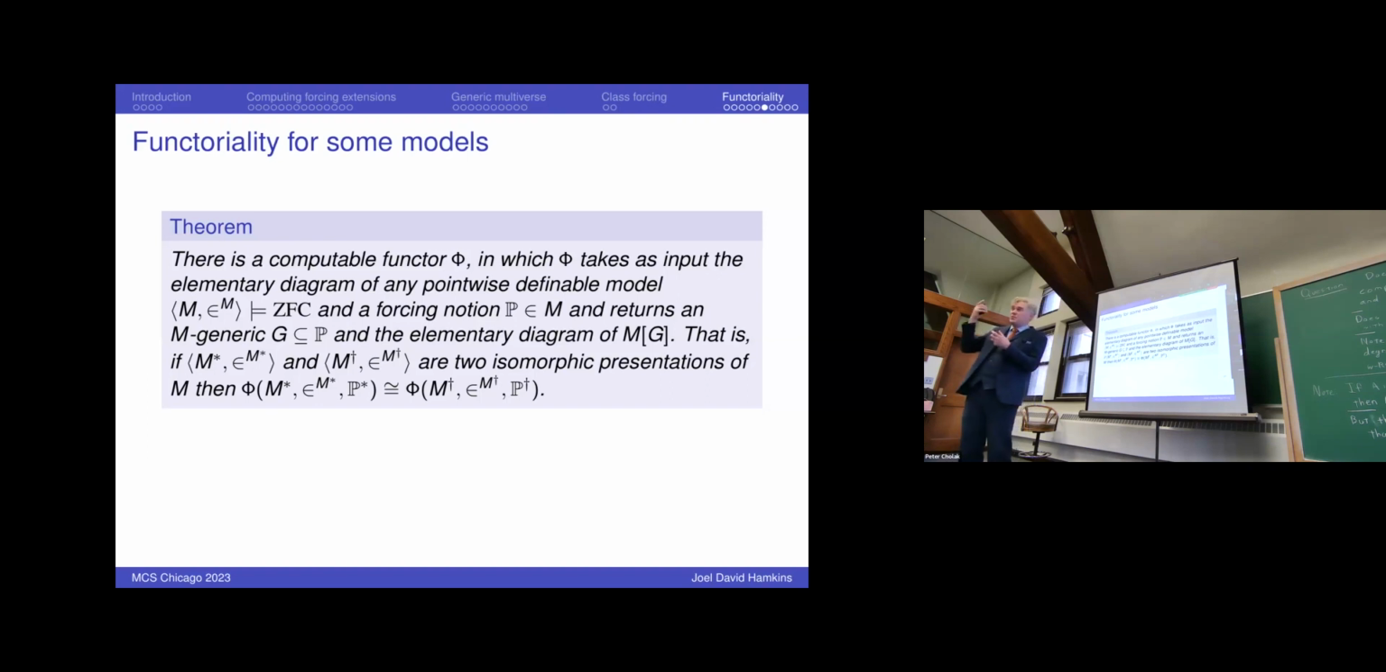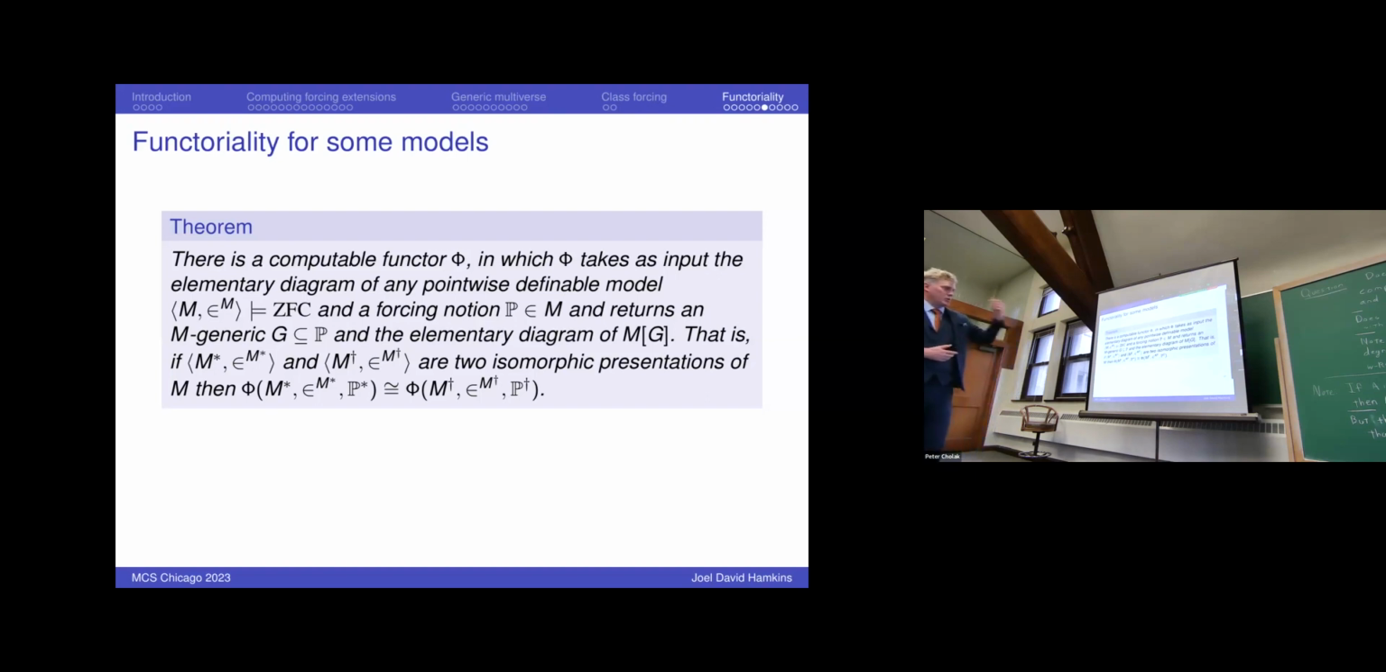But ZFC plus V=HOD has definable Skolem functions. So it's an elementary substructure. The definable elements are elementary because it's closed under the Skolem function. And therefore, if I just take the definable elements, it's elementary and they're all still definable in that one. So that's a pointwise definable example.